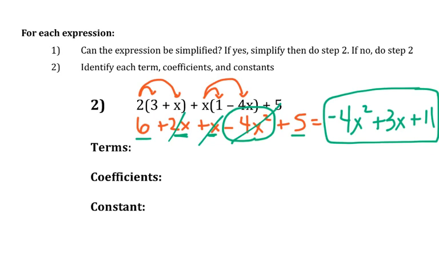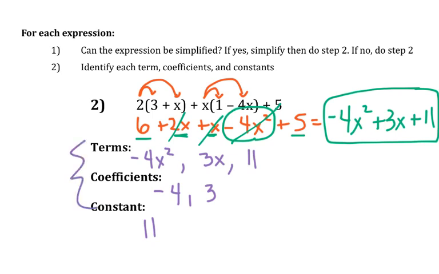So the first question, what are the terms? You would say negative 4x squared is one term, 3x is another term, and 11 is another term. The coefficients are negative 4 and 3. 11 is not a coefficient because in order to be a coefficient it would have to have a variable, but 11 is a constant. So you might need to examine that example a little more closely, but you have to first simplify it before you can answer these questions.